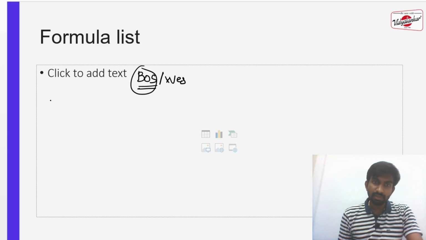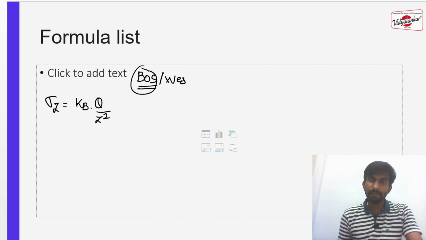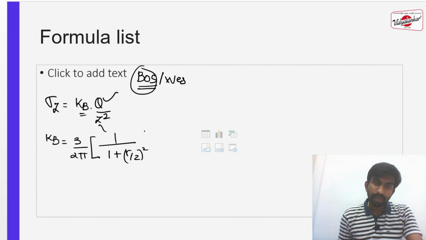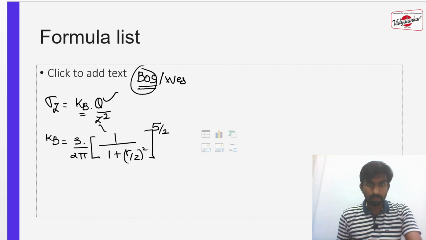So if you have to find out the stress at any depth, it is given as sigma z. That formula will be Kb into Q by Z square. This theory we are applying for the point load. Whenever you are applying the point load, that point load is Q. At which depth you are applying, that will be your Z, and Kb is your Boussinesq coefficient. And that Boussinesq coefficient Kb is equal to 3 divided by 2 pi, into bracket 1 upon 1 plus R by Z bracket square, to the power 5 divided by 2. So basically this is the Boussinesq coefficient.